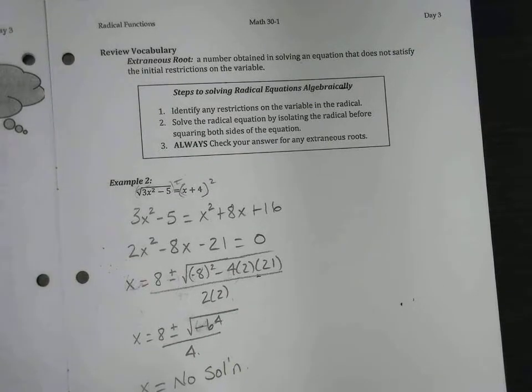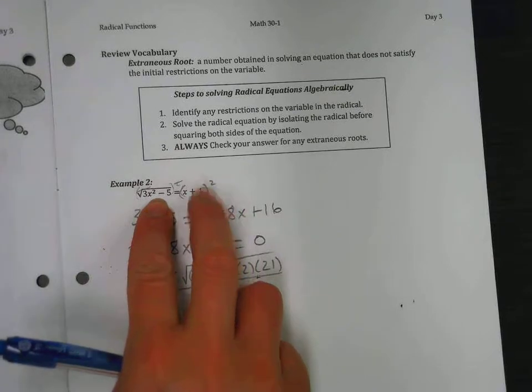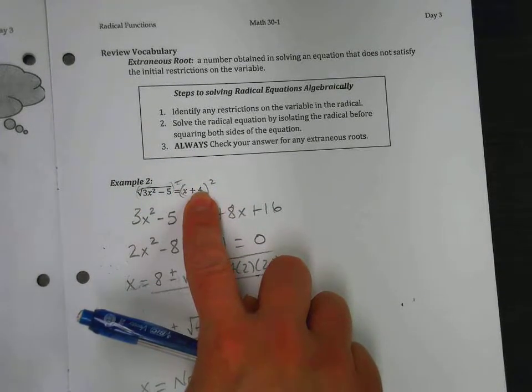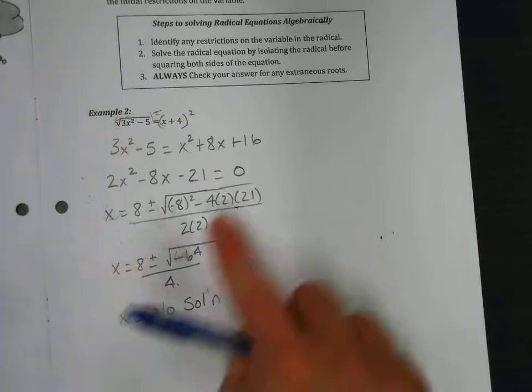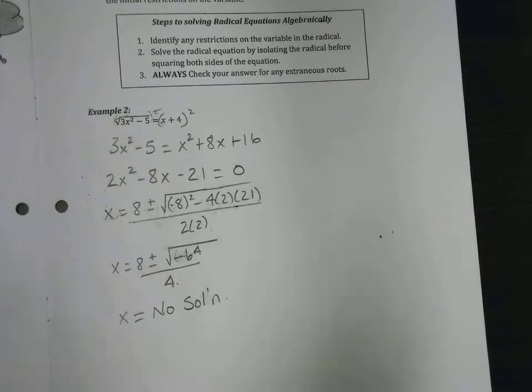So what would that mean graphically? If I were to graph both sides of this on my calculator, this in y1, this in y2, then these two graphs actually would never intersect each other, which would mean it would be no solution. Okay, and that is solving radical equations.